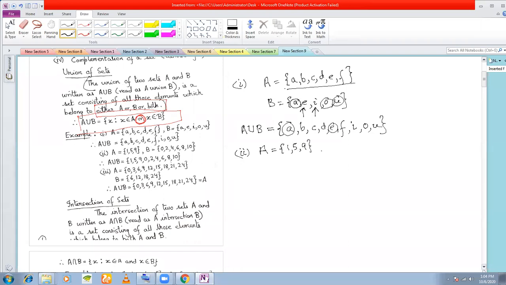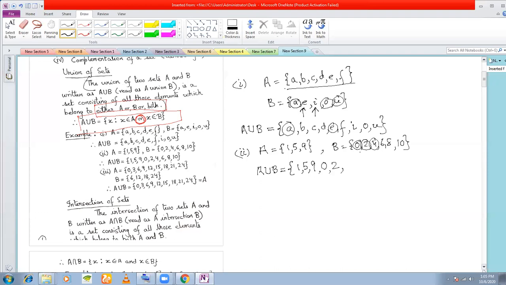Suppose I give you the set A as 1, 5, 9 and B as this set. So what is A union B in this case? A union B in this case is all the elements of A. So let us write down the elements of A first. And let's see what are the elements of B. 0 is an element of B. Is it in A? No. So I'll write a 0. 2 is an element of B. Is it in A? It is not in A. So I'll write a 2 also.